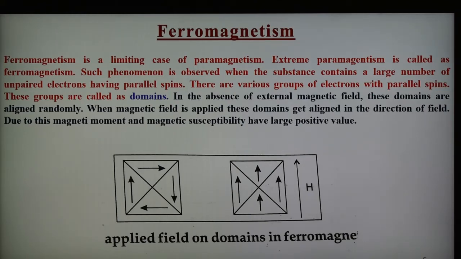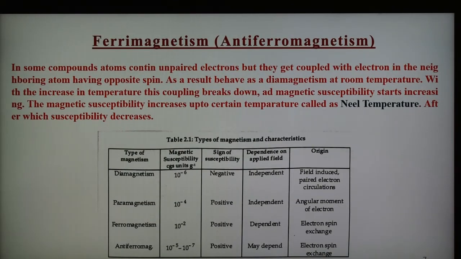Next, the fourth term is ferrimagnetism or antiferromagnetism. In this case, in some compounds, atoms contain unpaired electrons, but they get coupled with the electron in the neighboring atom having opposite spin. As a result, it behaves as diamagnetic at room temperature, but with the increase in temperature this coupling breaks down and magnetic susceptibility starts increasing, up to a certain temperature called the Néel temperature, represented by Tn, after which the susceptibility decreases in the same manner as that of paramagnetism.